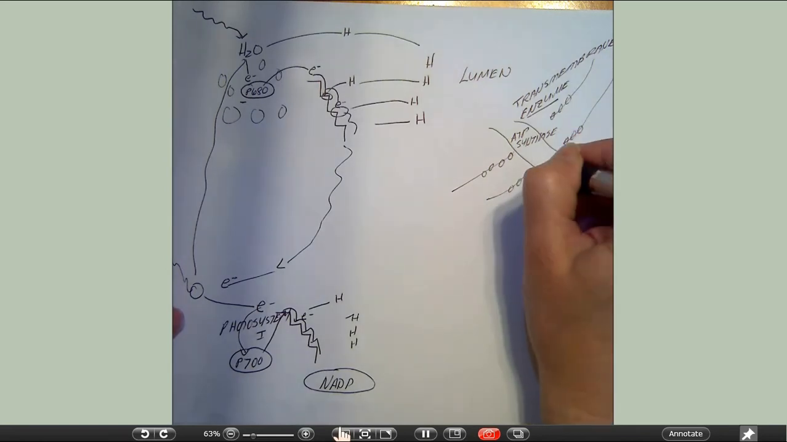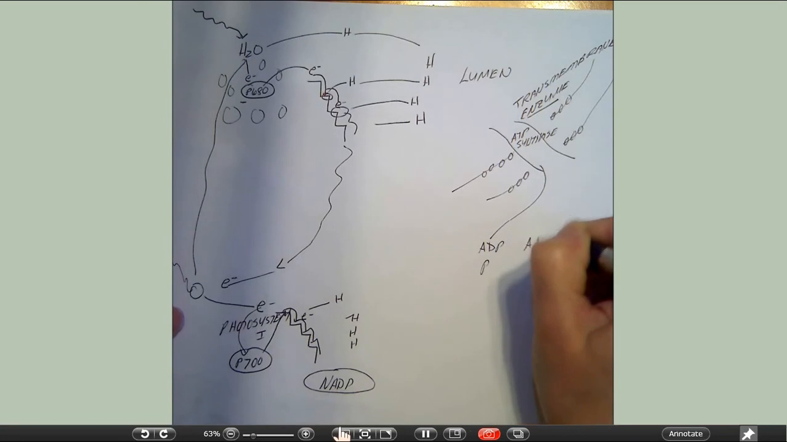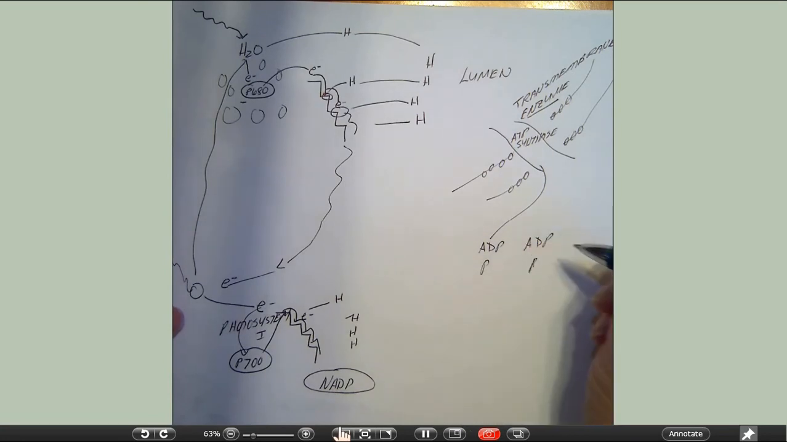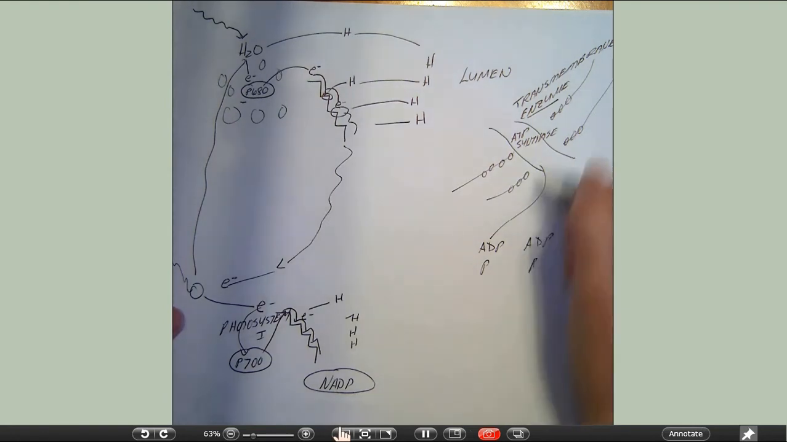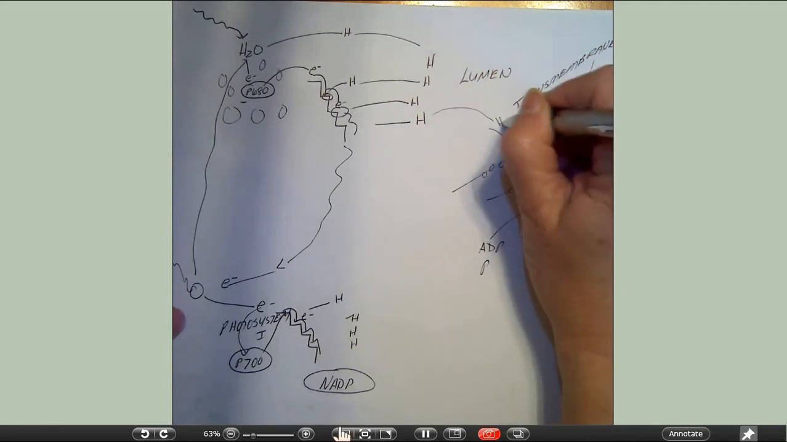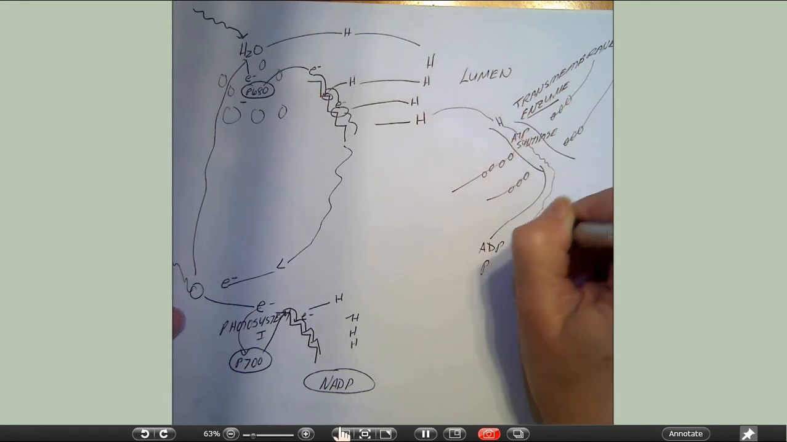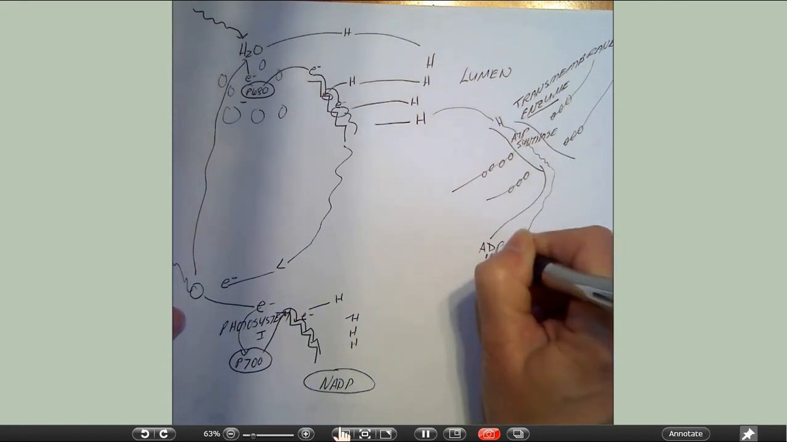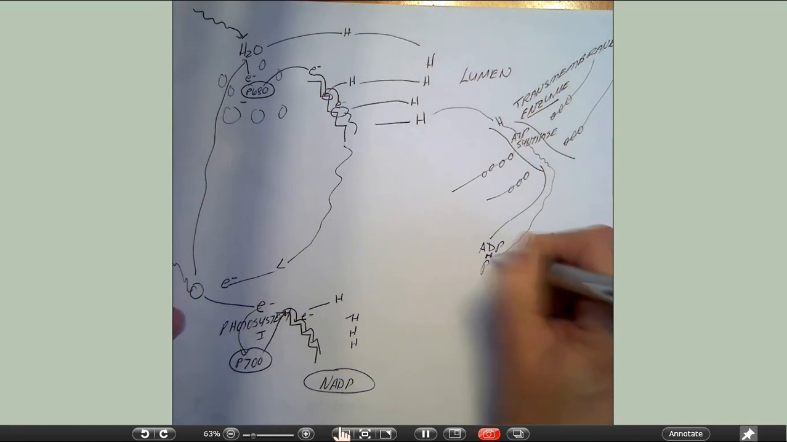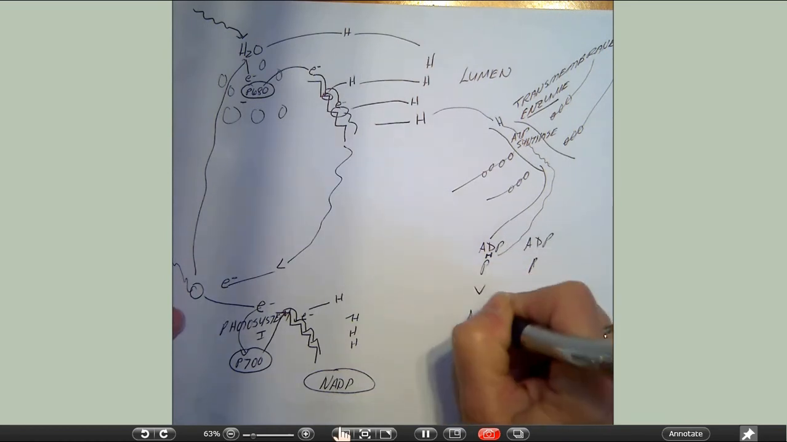Inside this enzyme, you have a whole bunch of ADP and phosphate molecules just hanging around, waiting to be rebuilt into an ATP. So you're going to take that hydrogen, it's going to come out of here, it's going to float through the synthase, and as it floats through, it's going to glue that ADP to a phosphate to create ATP.